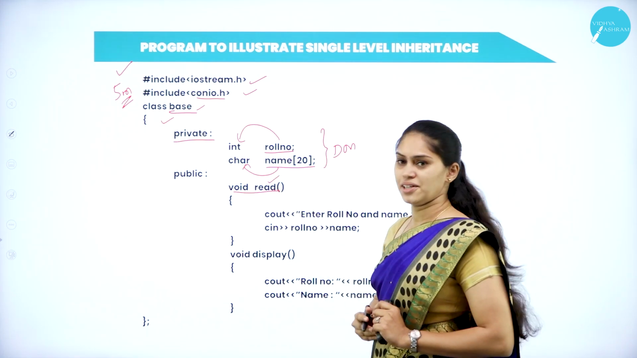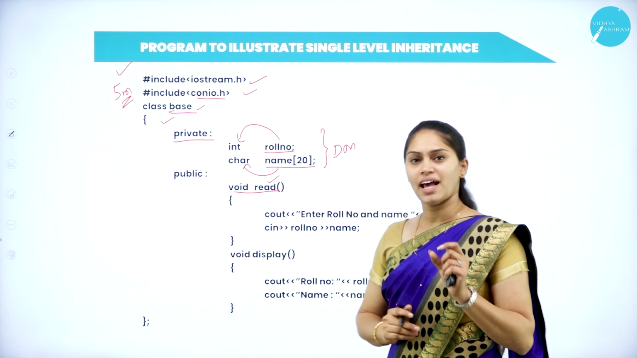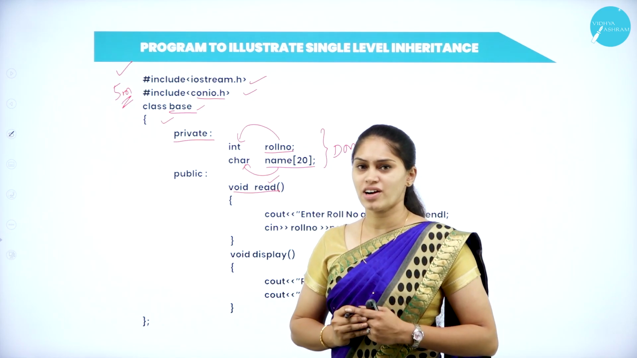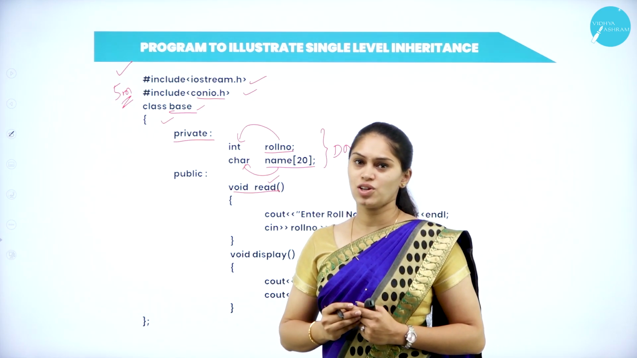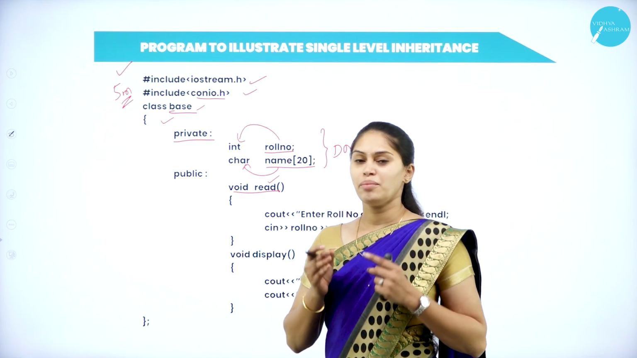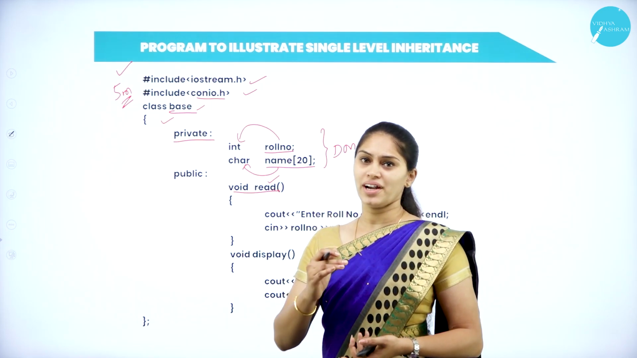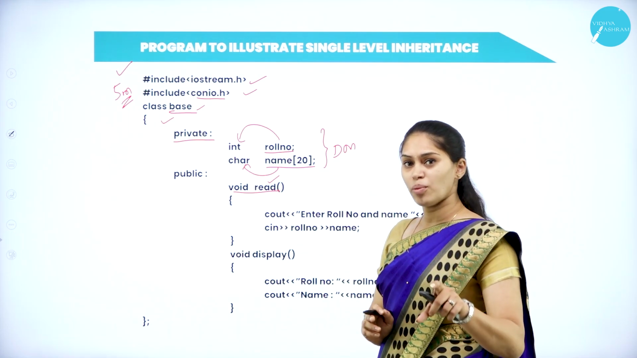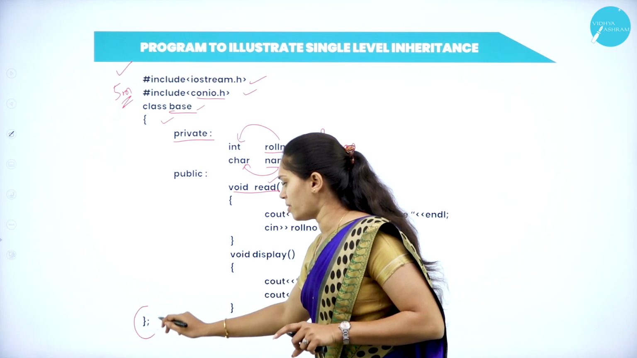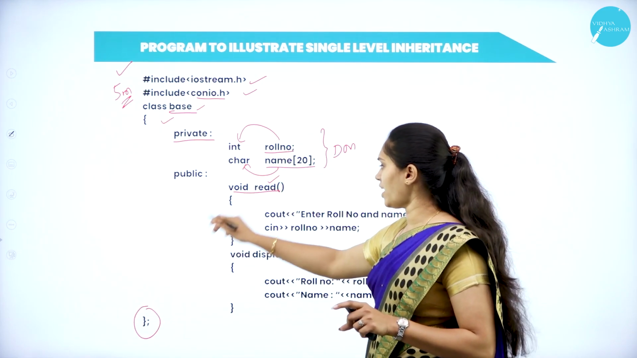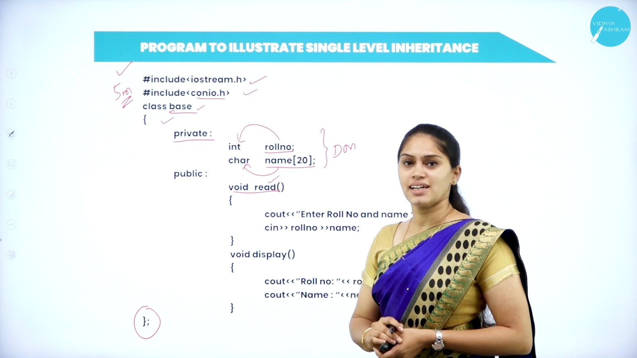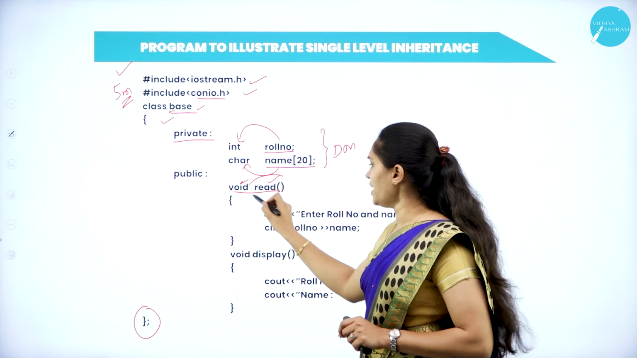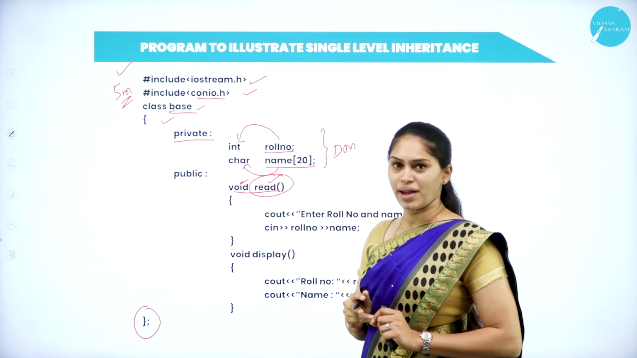What is the name of this member function? That is read. So I am taking read as the member function name. Whether I am declaring or defining this member function, I am defining. How can I say that I am defining? Because this member function has its body within the class definition, because here I have not closed the scope of the class. At the end I am closing the scope of the class. That means I am defining this member function inside the class definition. Here void is the return type and read is a member function of the class base.